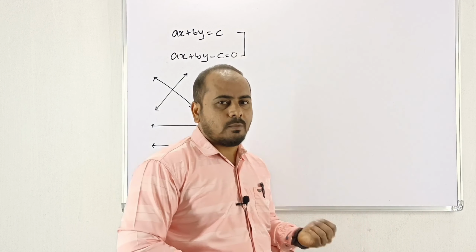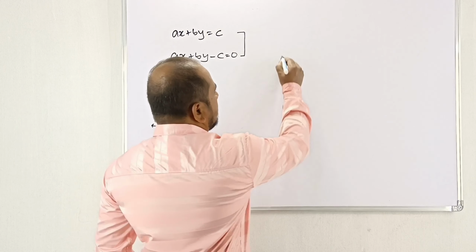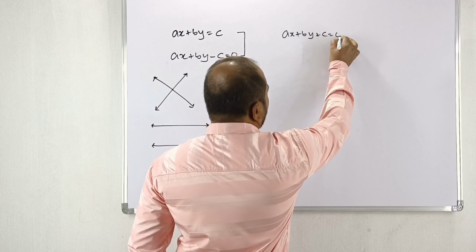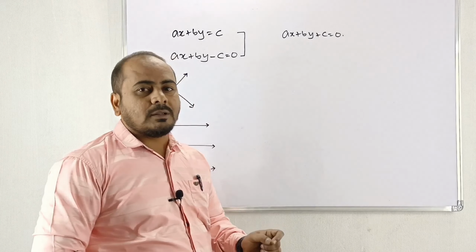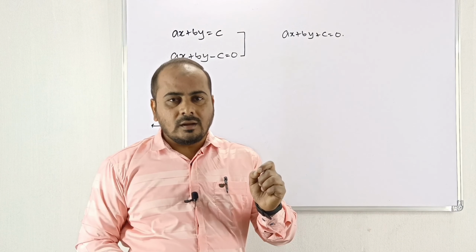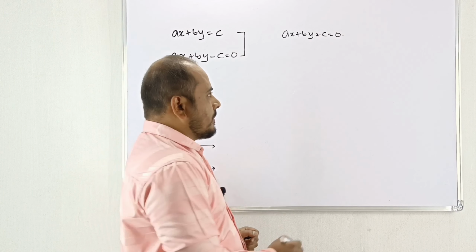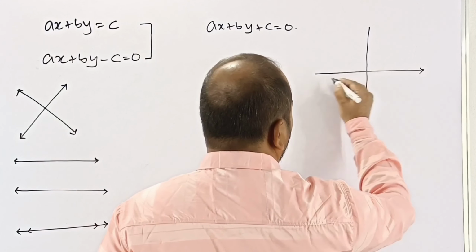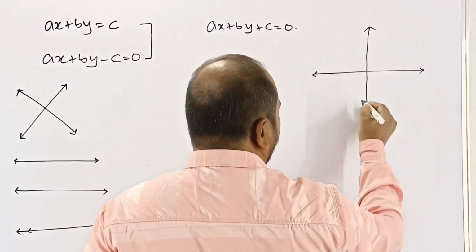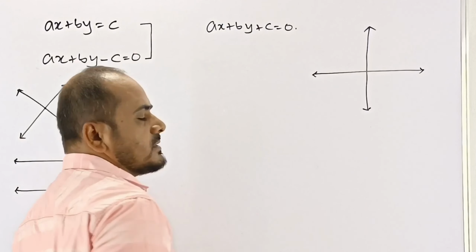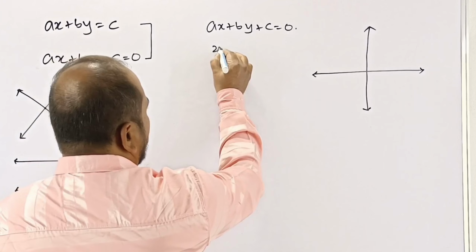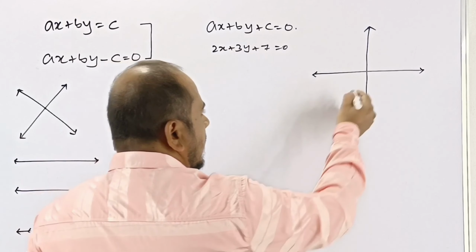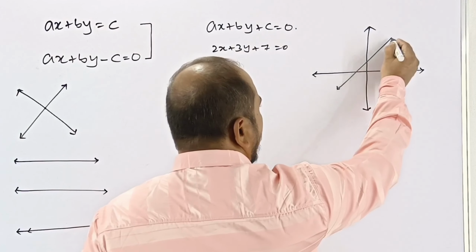Before going to discuss that, I want to clarify it. Always ax plus by plus c is equal to 0 represents a straight line in the graphical part. Suppose you take any graph in a coordinate plane, the form of ax plus by plus c, for example 2x plus 3y plus 7 is equal to 0, represents a straight line in the graph.